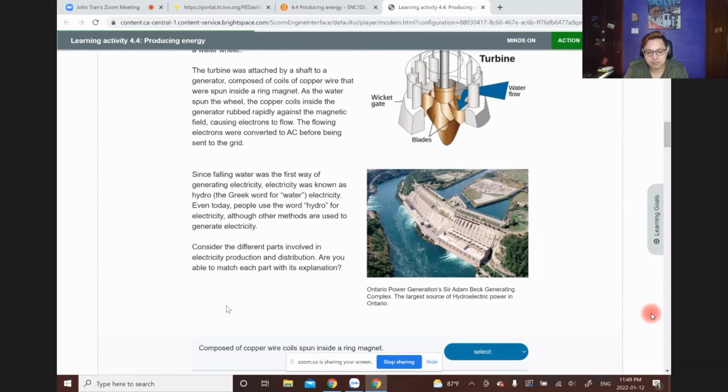Consider the different parts involved in electricity production and distribution. Are you able to match each part with its explanation?